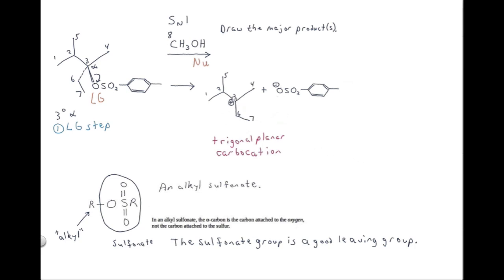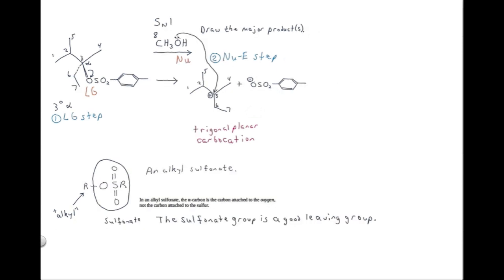Okay, well, we're not done because our main product has a formal charge, so now we're ready for step 2, which is going to be our nucleophile electrophile step. That's what we expect for step 2 of an SN1 reaction. So now we use the nucleophile and have it attack the alpha carbon. The nucleophile attacks the alpha carbon.